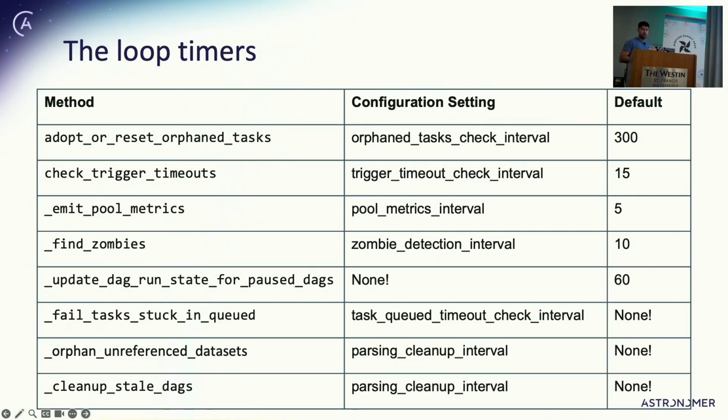Failing tasks that are stuck in queue, which can happen, for instance, when a user tries to run a task against a non-existing queue, or if no pool slots are available for a very long time. Cleaning up the datasets table, and removing stale DAGs, which are DAGs that exist in the serialized DAG table, but for which we cannot find a Python source file. Since these methods are only called to fix non-fatal exceptions and resolve inconsistent situations, they're not called on every iteration of the scheduler loop because that would be too resource intensive.